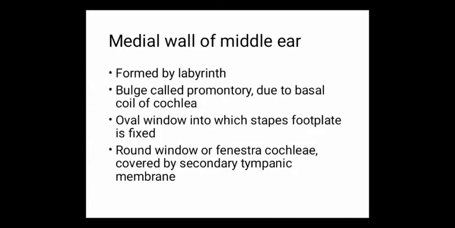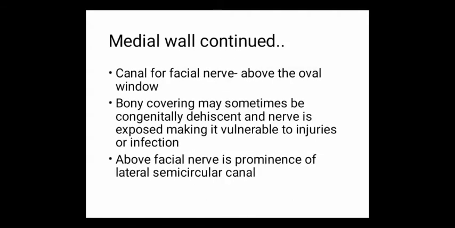Medial wall of middle ear is formed by the labyrinth. A bulge called promontory is present in the medial wall due to basal coil of cochlea. Oval window is present in the medial wall into which stapes footplate is fixed. Round window or fenestra cochleae is covered by secondary tympanic membrane. Canal for facial nerve is present above the oval window.